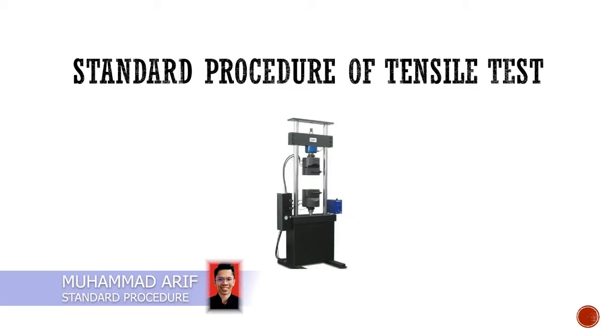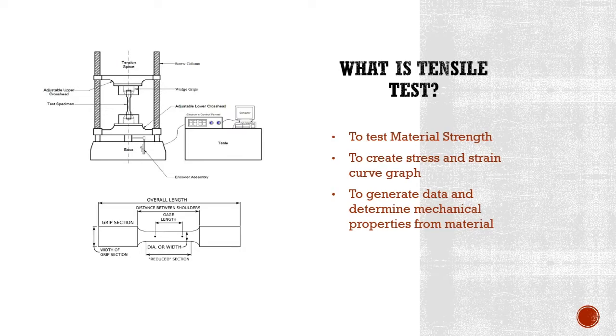Thanks to my friend Jamal. I'm here today to present the standard procedure of the tensile test. Before we go further, first of all, we need to understand what a tensile test is. Basically, a tensile test is to test material strength by using the tension method. Secondly, it creates a stress and strain curve graph when materials react to the tensile test. Finally, the tensile machine can also generate data and determine mechanical properties of the material by using a computer.